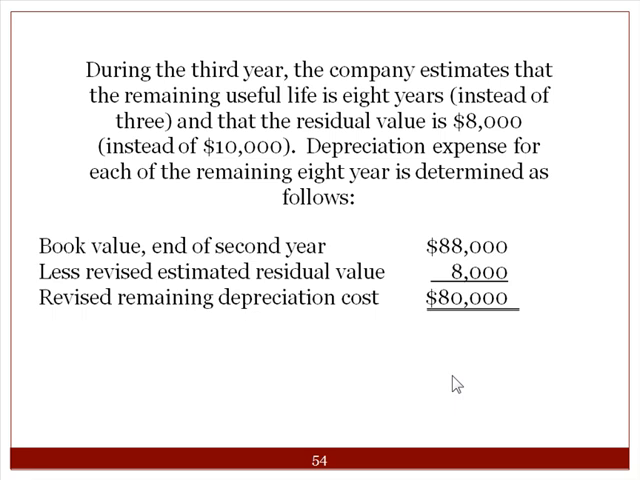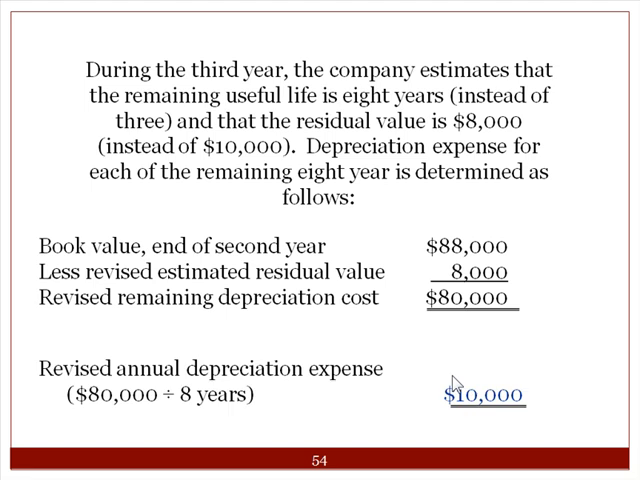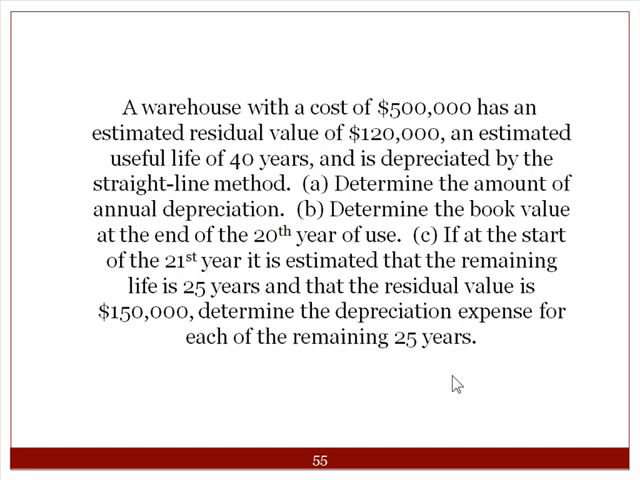So what you would do is you would take that $88,000 at the end of the second year and revise it so that you would have a remaining depreciation cost of $80,000, and then you would divide that by 8 years, and you'd have $10,000 left per year. So just to show you that that does happen. I mean, people do revise what their assets' useful life are. I don't think it's very common, but you need to know how to do it.